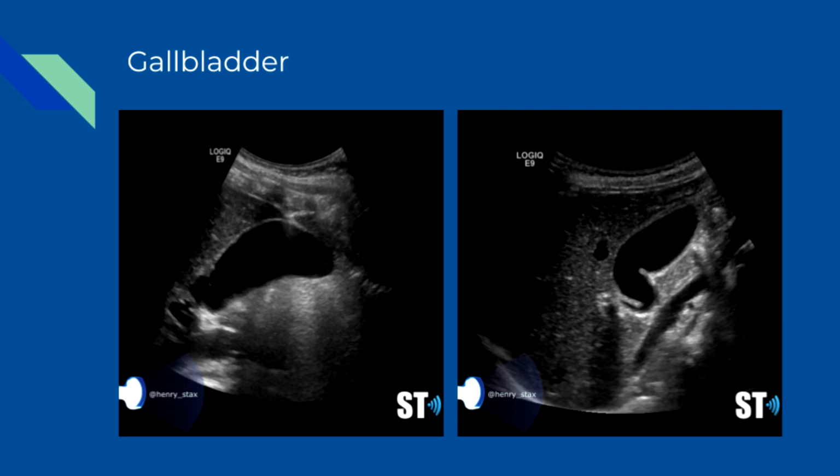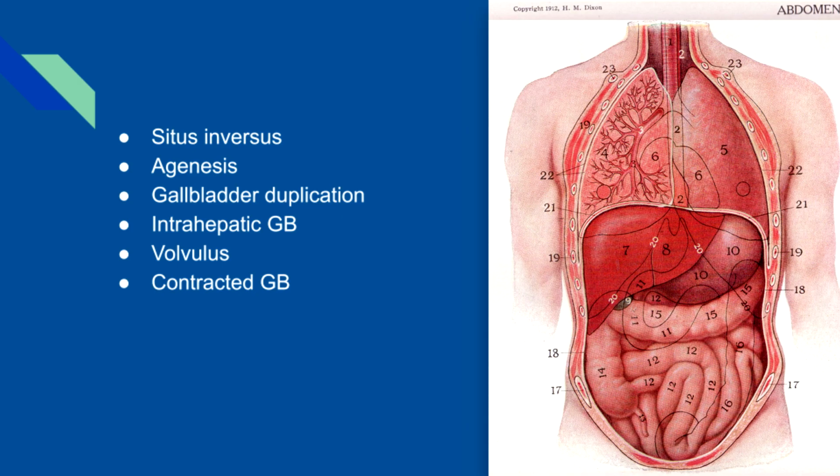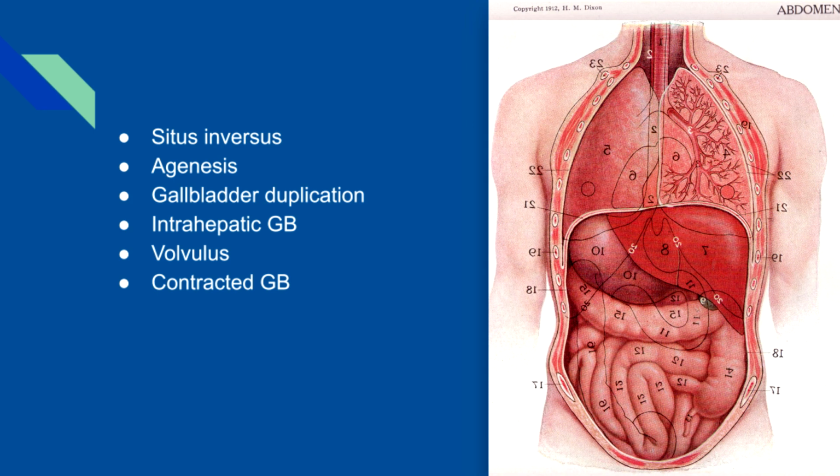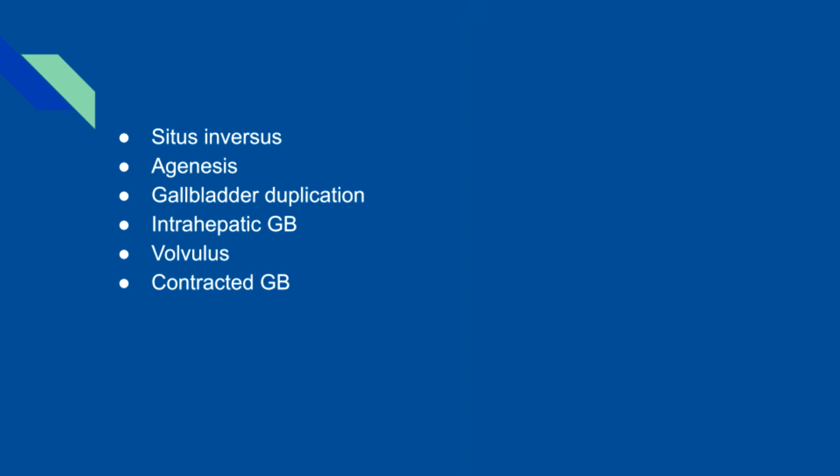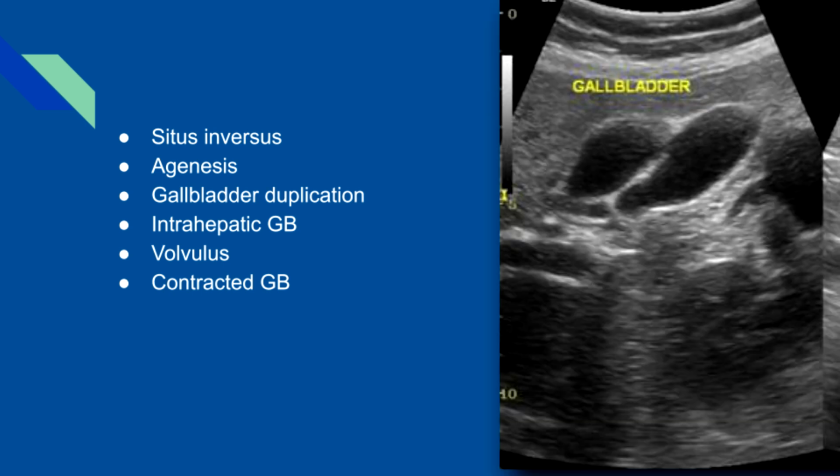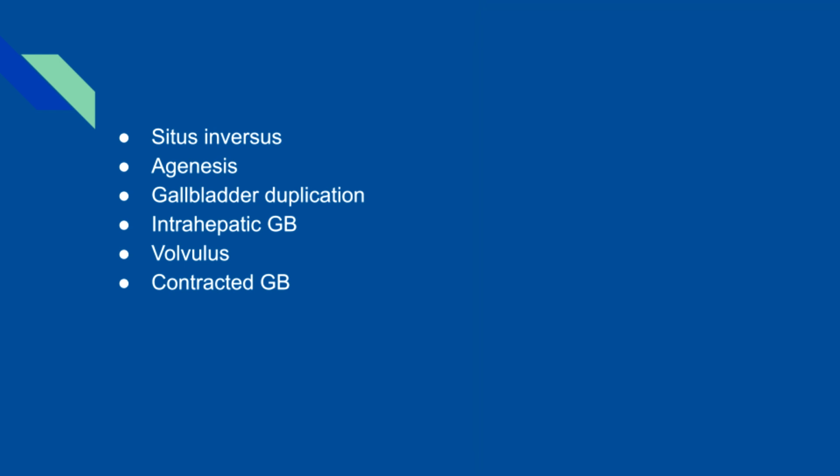transverse planes. Things to be aware of are situs inversus and heterotaxy, where the gallbladder can be not where it's supposed to be. It can be found on the opposite side of the body or midline. Agenesis, which is rare and can be associated with biliary atresia and other bile duct anomalies. Also, a gallbladder duplication, which is also rare. An intrahepatic gallbladder can be seen as well, which is a failure of migration during fetal development.